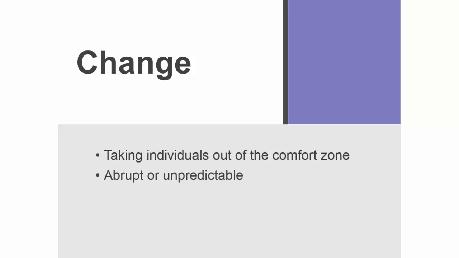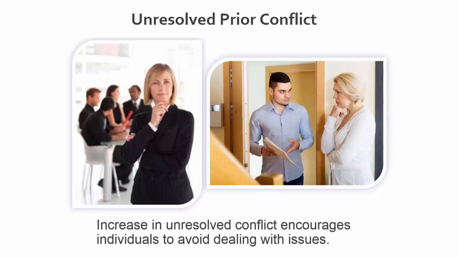Change when it's abrupt or unpredictable, so that goes back to socializing. You come to work and all of a sudden you find out that your cube has been moved and you didn't know. That's the type of change that can also cause huge conflict in a work environment. So it's very important to socialize the ideas, socialize what's going on, so a very strong communication campaign can help resolve issues around change.